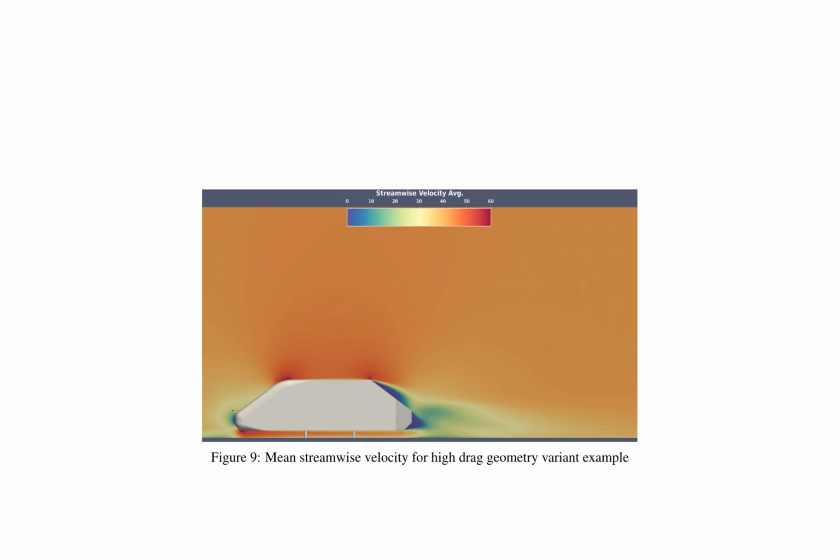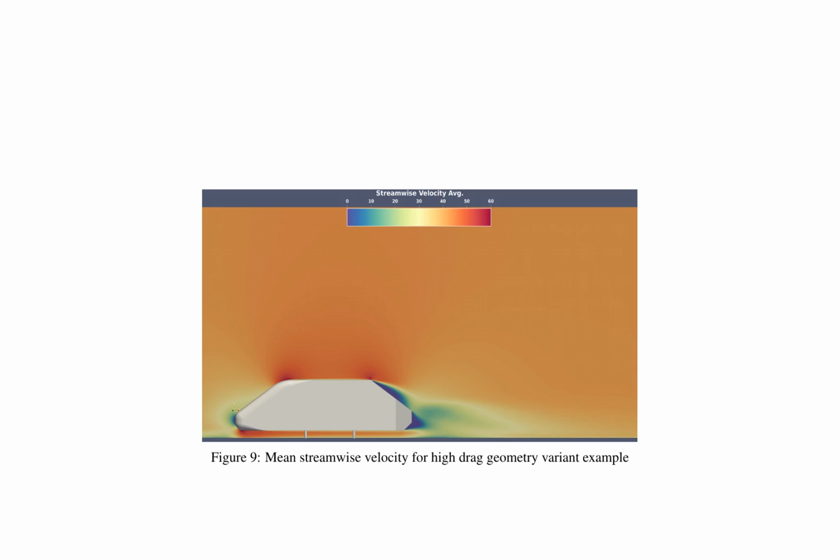Figure 9 illustrates the mean streamwise velocity profile for the high drag geometry variant, demonstrating a more pronounced velocity gradient near the wall, indicating higher drag forces acting on the fluid as it flows past the geometry. The velocity profile exhibits a characteristic boundary layer behavior, with a steep gradient near the wall and a more gradual decrease in velocity further away from the surface.